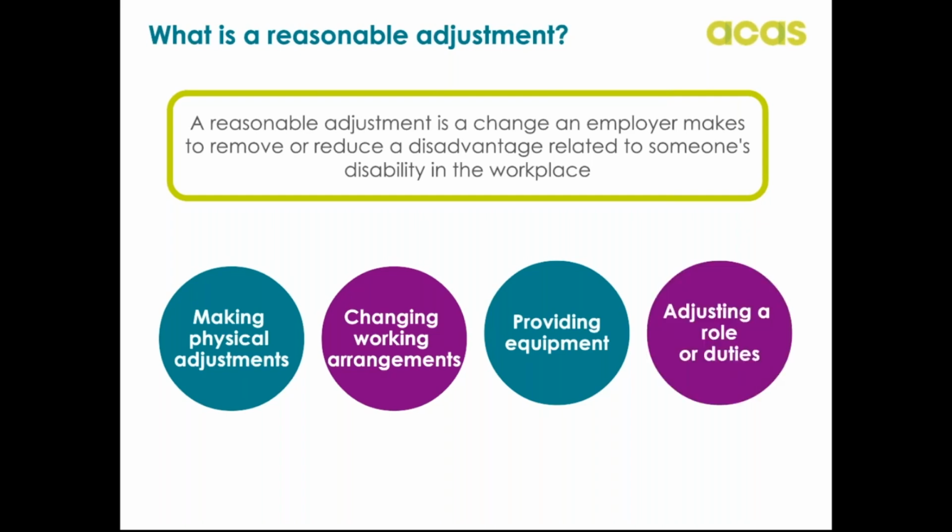Adjusting a role or duties, for example, reducing phone calls, may be an effective reasonable adjustment for somebody with a mental health condition. These are just a few simple, low-cost examples of reasonable adjustments that can be made. The key is to ensure that the adjustment is tailored to the individual's needs and circumstances.